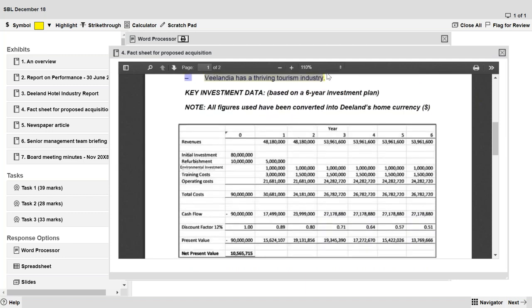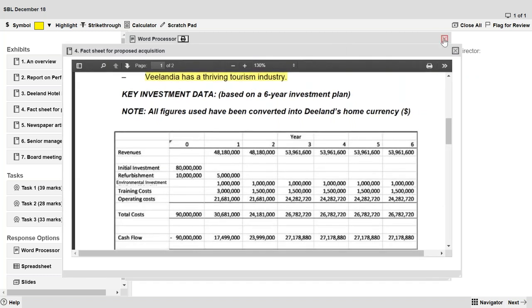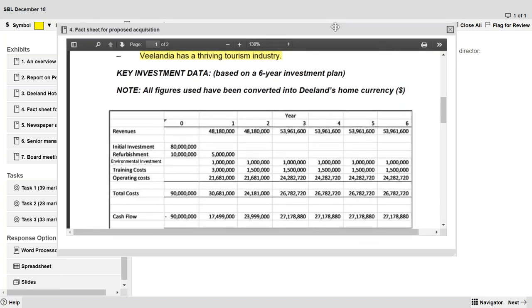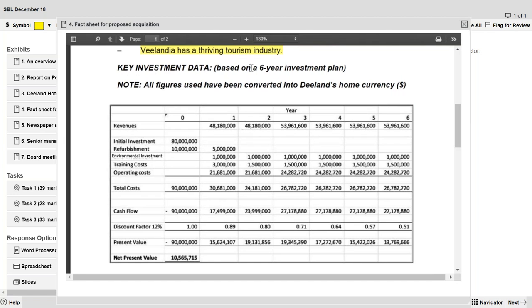Now I give you guys like 5 minutes. Let me increase the size of this for you so that you can see. So this is key investment data based on a 6-year investment plan. Note all figures used have been converted into DLAND's home currency. There is year 0, year 1, year 2, year 3, year 4, year 5, year 6. Revenues, initial investments, some expenses, total cost, cash, net cash flow, discounting factor, present value, net present value.